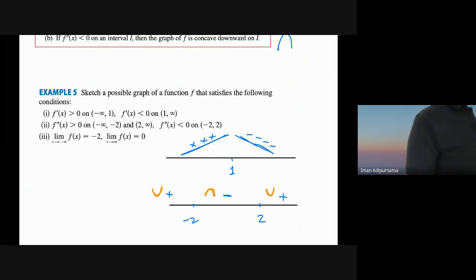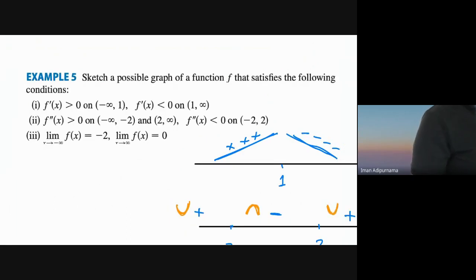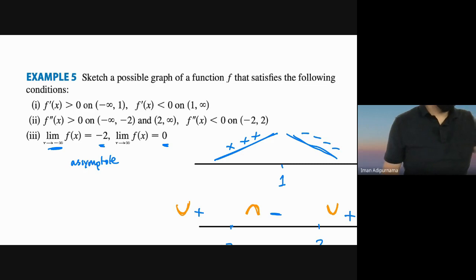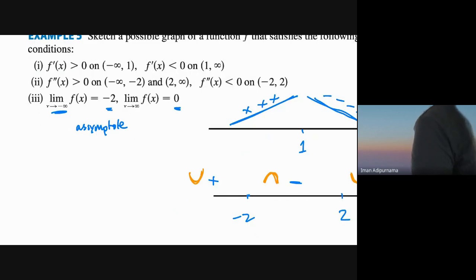Okay, and then we have a limit as x approaches negative infinity, you have negative 2, which means this will be our asymptote. And when x is approaching infinity, you will have 0. So this will be how you draw the end behavior of the graph from x to negative infinity and x to positive infinity.